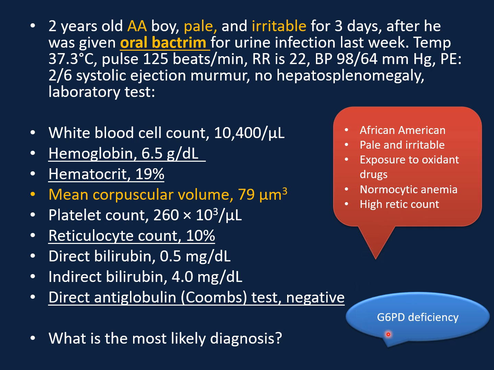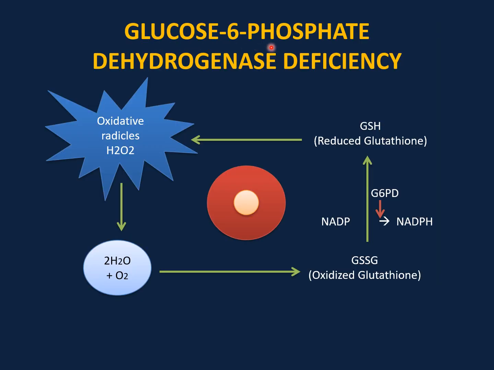So this is a classic presentation of G6PD deficiency, glucose-6-phosphate dehydrogenase deficiency. The idea here is that the red blood cells are always exposed to oxidative radicals, for example H2O2. So you have to have G6PD in order to protect the red blood cells. How? By changing the NADP to NADPH. This NADPH will convert the oxidized glutathione to reduced glutathione, and reduced glutathione will protect the red blood cells from these oxidative radicals.